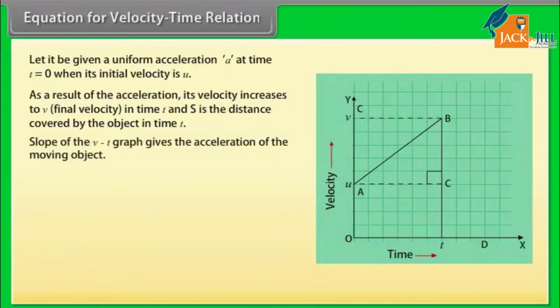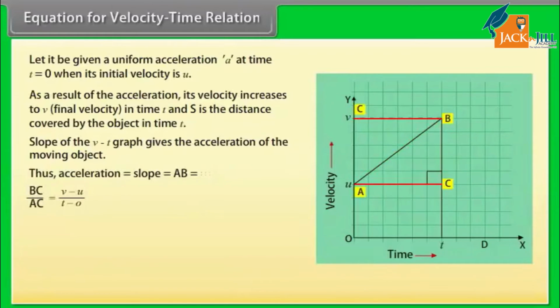Slope of the v-t graph gives the acceleration of the moving object. Thus, acceleration is equal to slope, which equals AB, which equals BC upon AC, which is equal to (v minus u) upon (t minus 0), where a is equal to (v minus u) upon t. This equals v minus u equal to at.